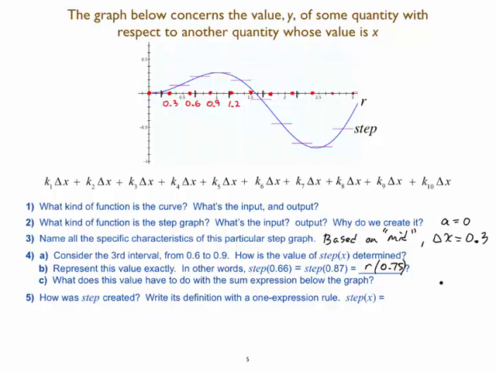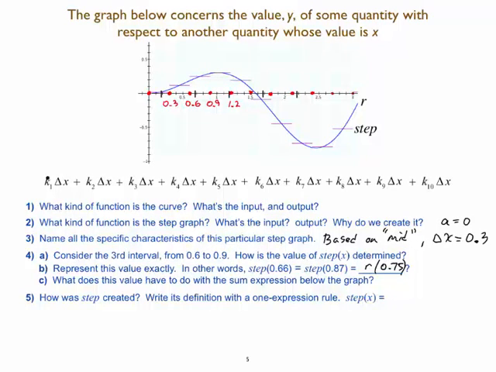Yeah, the midpoint of this interval is the x value 0.75. We're going to take the rate there, and that will be the rate everywhere in the step function for that interval. So all of these y values of this step are the actual rate at 0.75, at the mid.